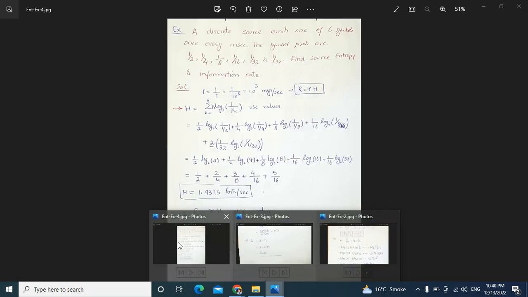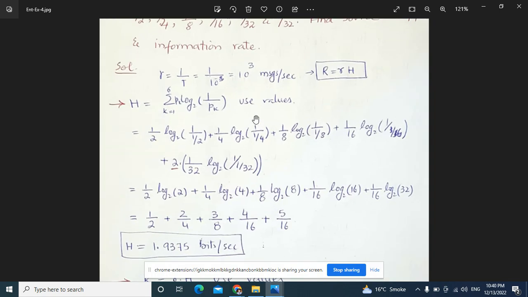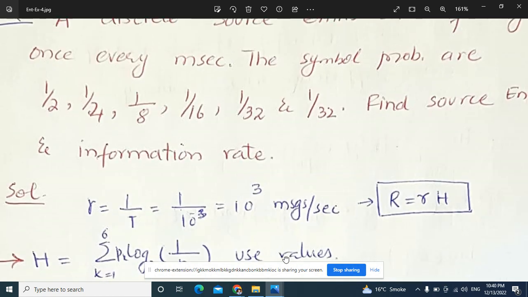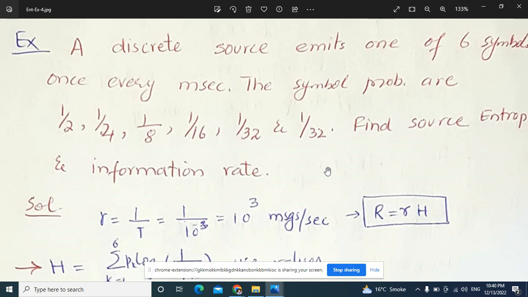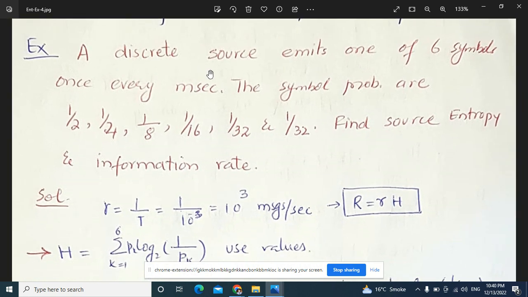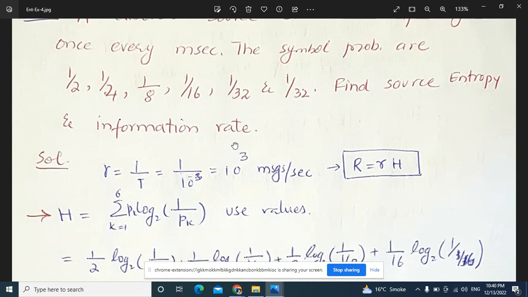Let's do one more example. A discrete source emits one of six symbols once every message. The symbol probabilities are given: 1 by 2, 1 by 4, 1 by 8, 1 by 16, 1 by 32, and 1 by 32. You need to calculate the source entropy and the information rate.